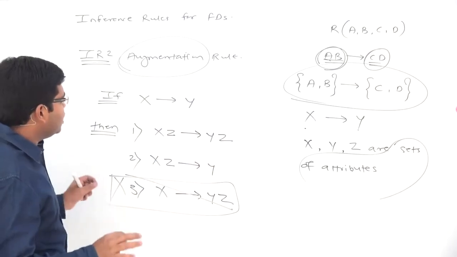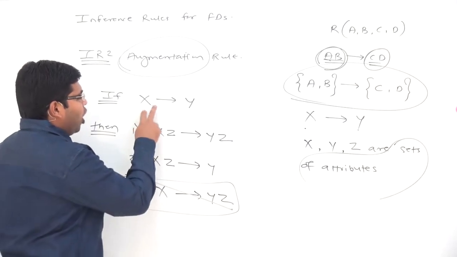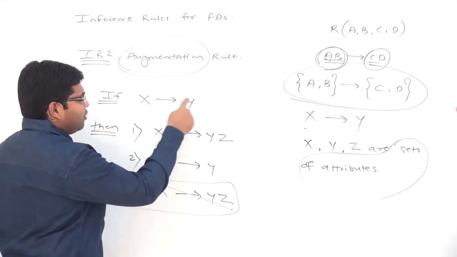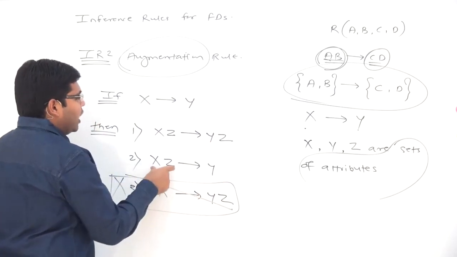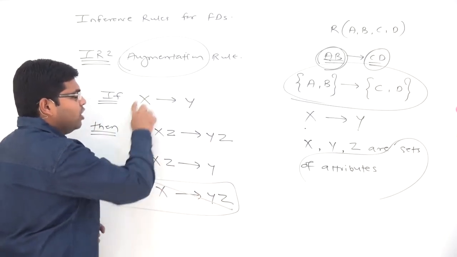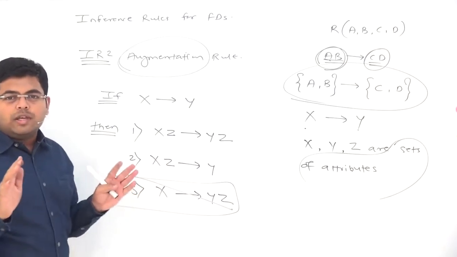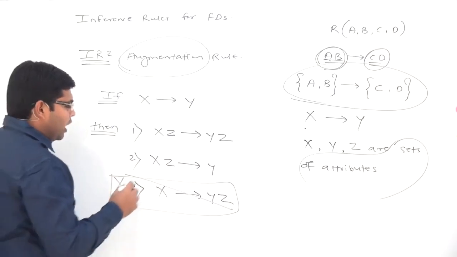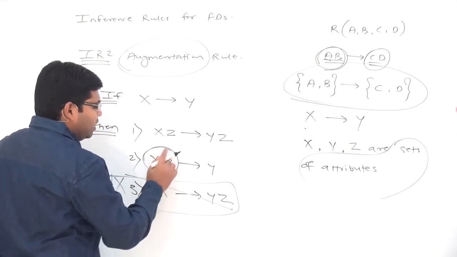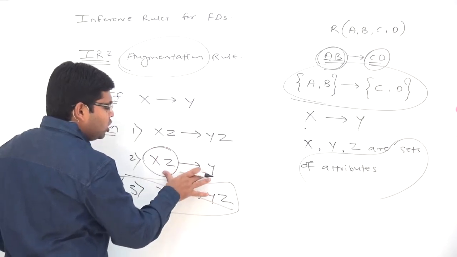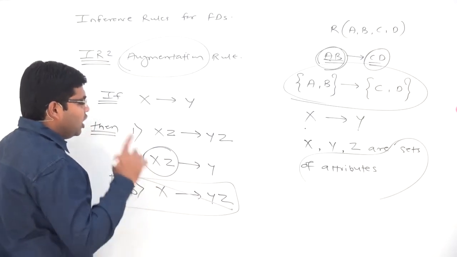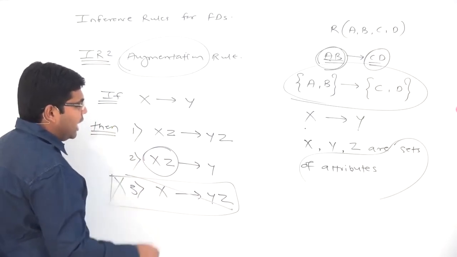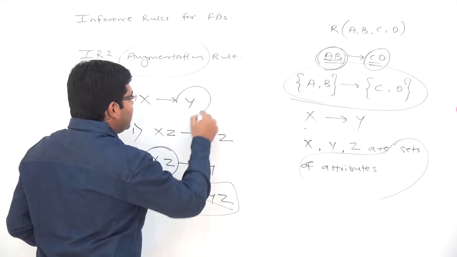So very simply this rule can be called as, you can augment the left hand side as well as right hand side from the same set of attributes, or you can augment only the left hand side without disturbing the FD. When you augment only the left hand side, the FD will still be a valid FD. However, please note very carefully that you cannot simply augment the right hand side.